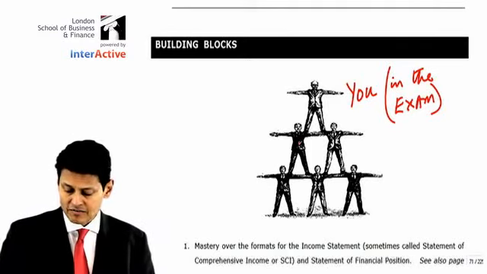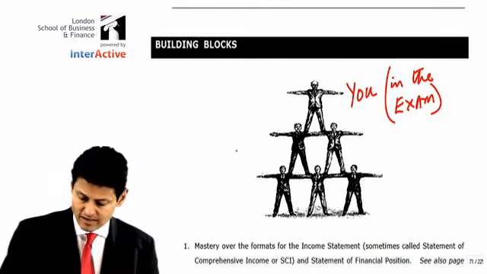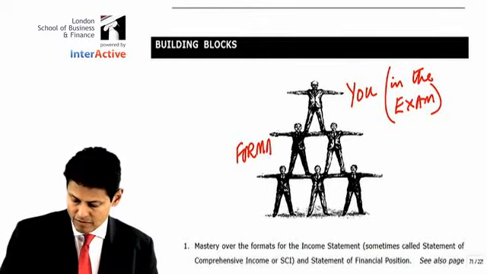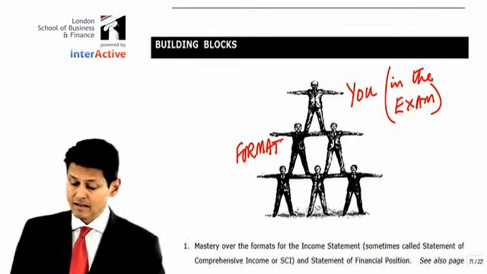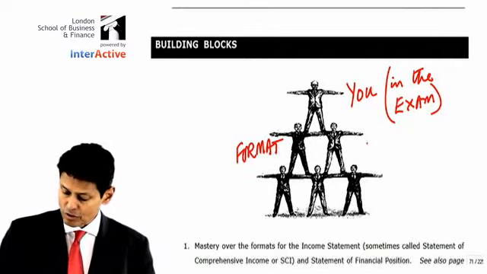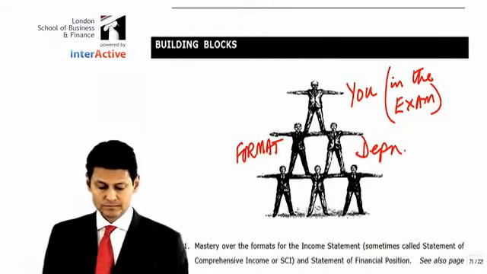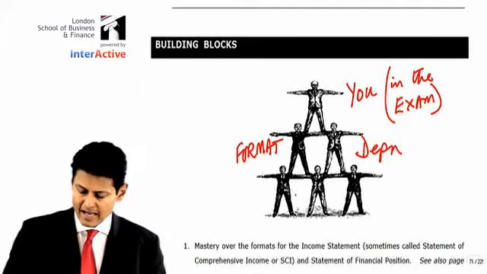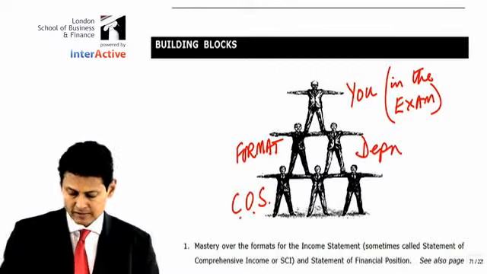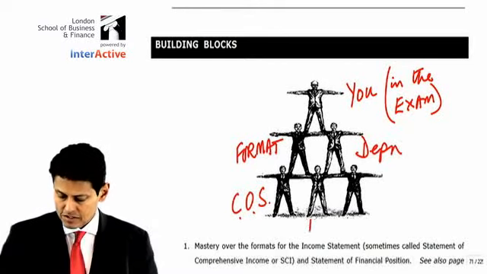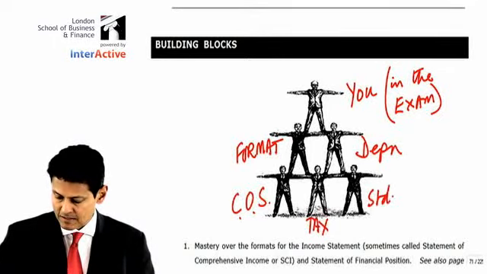Now, what I'd like you to do is to think of these various supporters of you. The first one, the first guy on the left, is called format. You can write their names down if you wish. The second guy on the right there is called depreciation. This is where most of the marks will go in the exam. The lowest level there, the third level, the person on the extreme left, cost of sales. The chap in the middle we can call tax, and the one on the far right is called standards, etc.